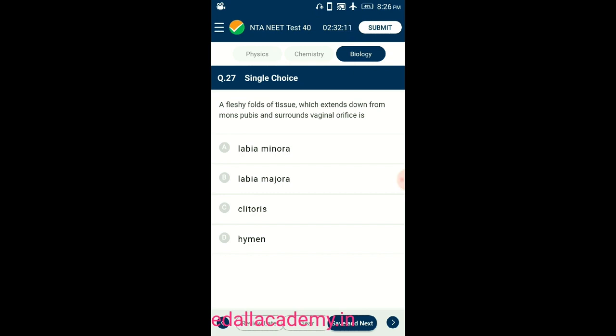Majora is a prominent pair of cutaneous skin folds that forms the lateral longitudinal borders of the vulval cleft. The labia majora forms the folds that cover the labia minora. So the answer for this question is labia majora, option B.